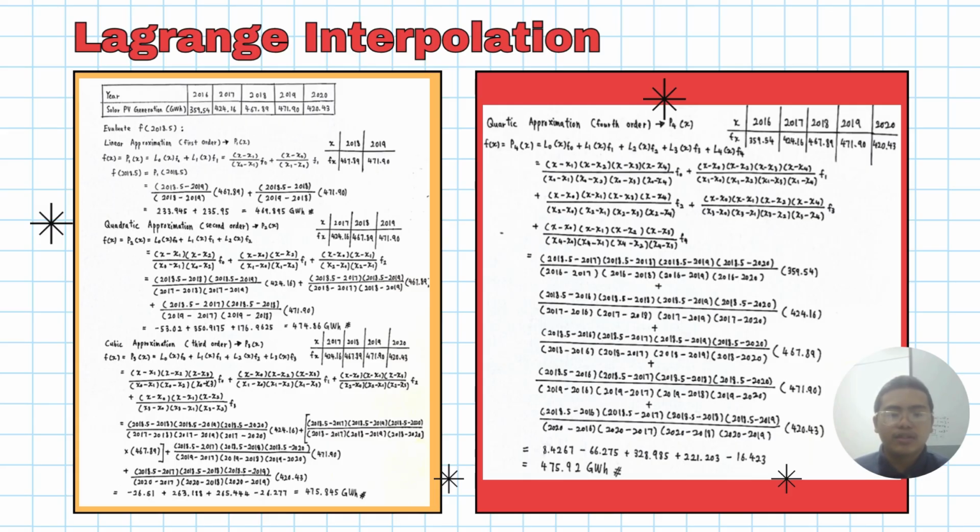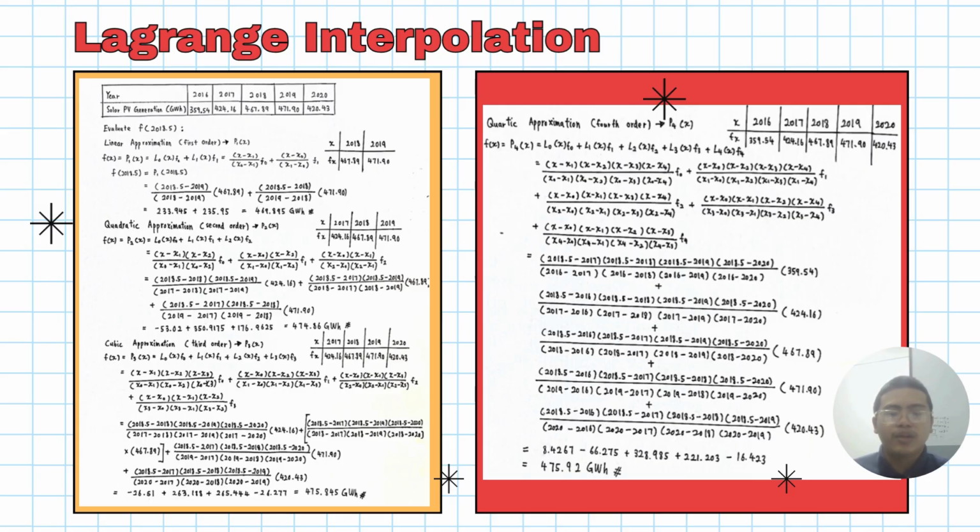Quadratic approximation, second order. We improve the accuracy using quadratic interpolation, which involves three data points: 2017, 2018, and 2019. A second order Lagrange polynomial is formed using these three points. After substituting data and evaluating at 2018.5, the estimated value becomes 478.86 gigawatt hours. The result is closer to the expected value, showing that increasing the polynomial order improves accuracy.